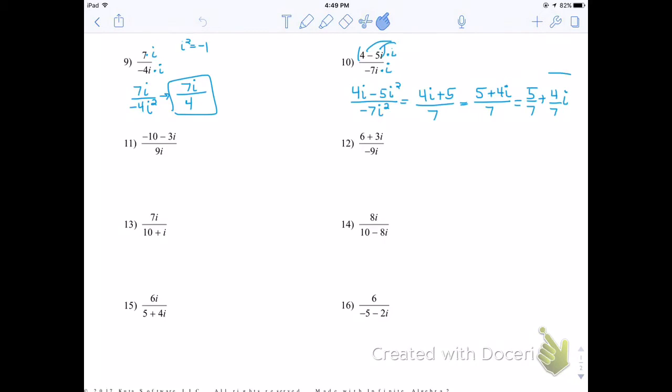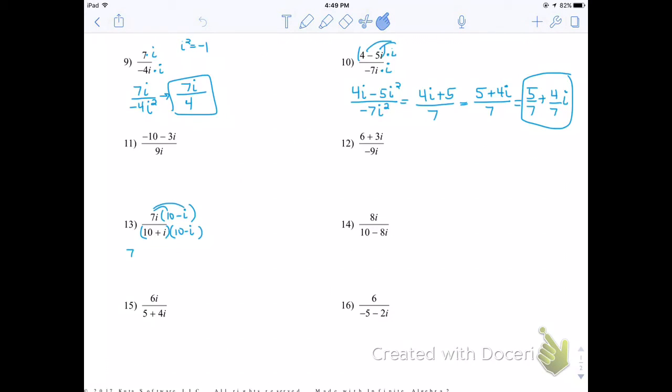I'm going to jump down here to number 13, where it's a binomial. It's 10 plus i. Now, in order to get rid of that i, we're not going to just multiply by i, because it's not going to do anything. It's going to constantly be there. The one thing that we're going to do is multiply by something called the conjugate. So the conjugate is literally just changing whatever operation you have from a plus to a minus or a minus to a plus. So I'll multiply by 10 minus i to both numerator and denominator.